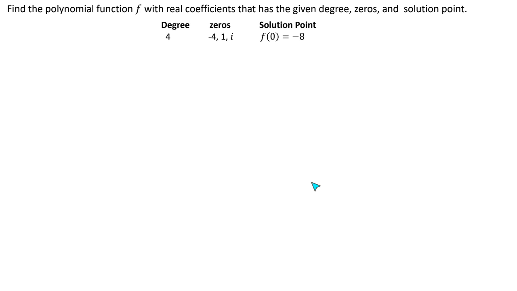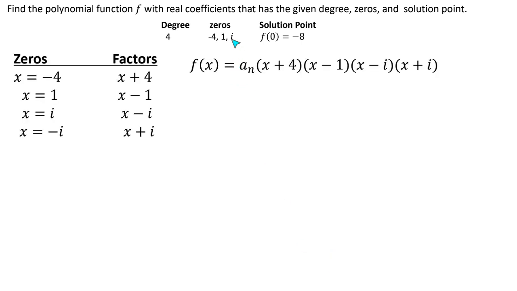So then we have find the polynomial of the real coefficients that have the given information. So here they want a polynomial of degree 4. They give you 3 zeros and a solution point. Since you have a degree 4, that means that you should know what the 4 zeros are, but they only give me 3. So the missing 0 is going to be the conjugate of i, which would be negative i. So my 4 zeros are negative 4, 1, i, and negative i.